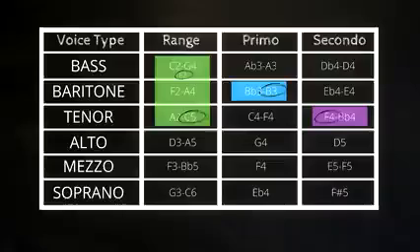But what if they don't match up? Now here are my results. My primo suggests high baritone, but my secondo suggests low tenor. So what am I? My overall performing range is E2 to C5, which encompasses all three voice types.